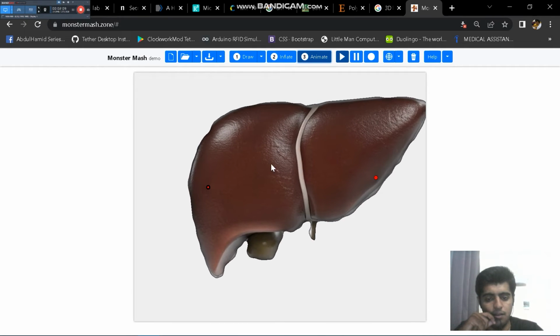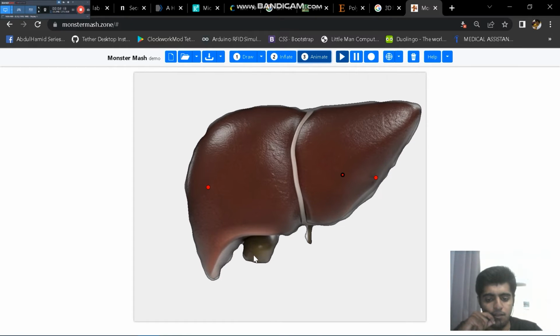This is the right lobe, this is the left lobe, this is the gallbladder, this is the coronary ligament, and here is the falciform ligament. So yeah, this is all for the drawing from the software itself, and later I will go through the functionality and anatomy of this liver. Thank you.